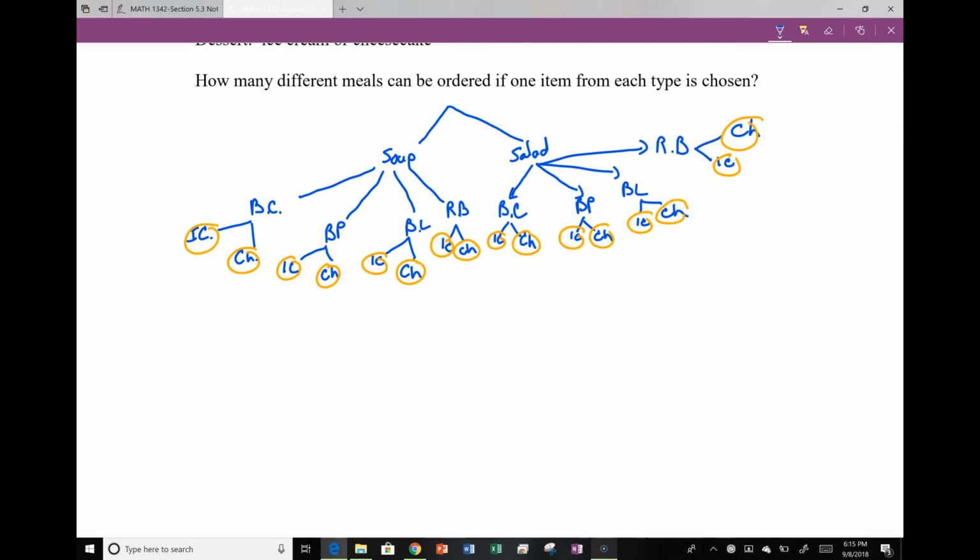An easier way to look at this is we have the appetizers, we have the entrees, and then we have the desserts. There are 2 possibilities for appetizers. There are 4 different possibilities for the entrees. And there are 2 different possibilities for the desserts. We multiply these 3 together. There are 16 different meals that can be ordered.